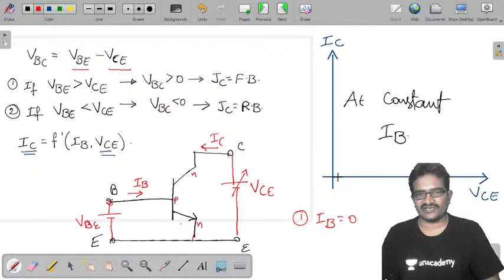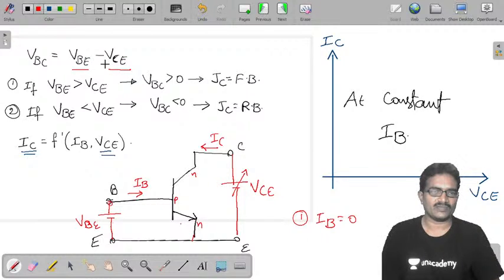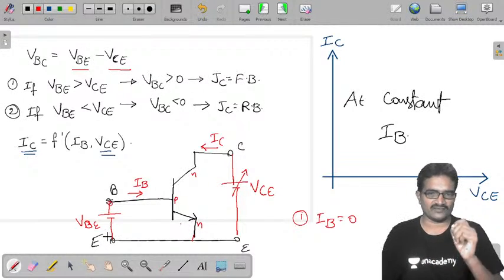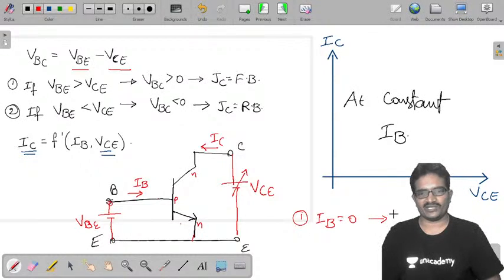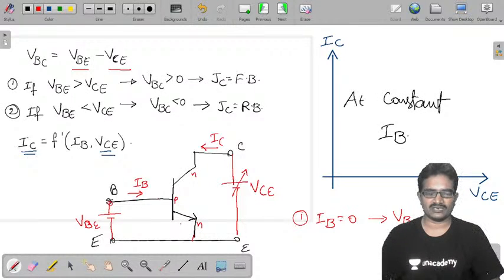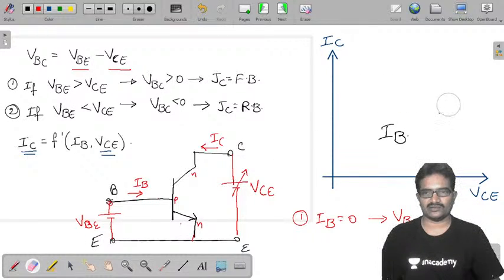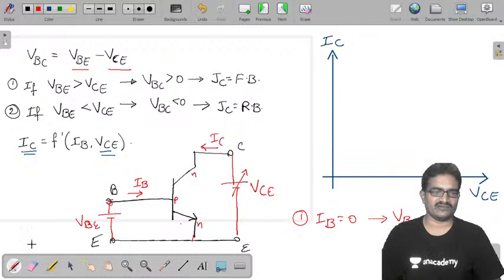So where can I place this VBE value on this VCE plot? Because I want to compare every time. That is not possible with an open terminal. Because of that, to make IB 0, simply take VBE 0. By taking VBE 0, we are going to compare this. Now that means your VBE value is somewhere here first. So your VBE is 0 volts here.